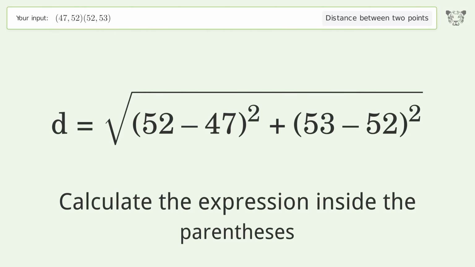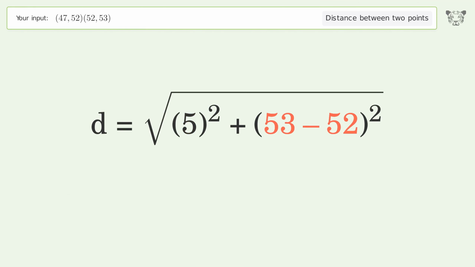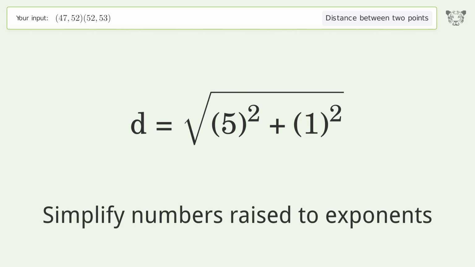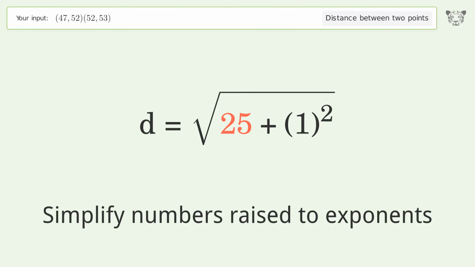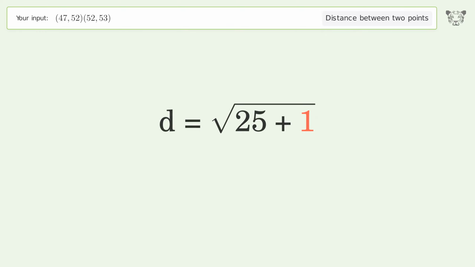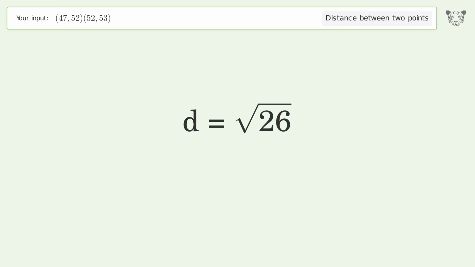Calculate the expression inside the parentheses. Simplify numbers raised to exponents. Simplify the arithmetic. And so the distance between the 2 points is the square root of 26, or 5.099.